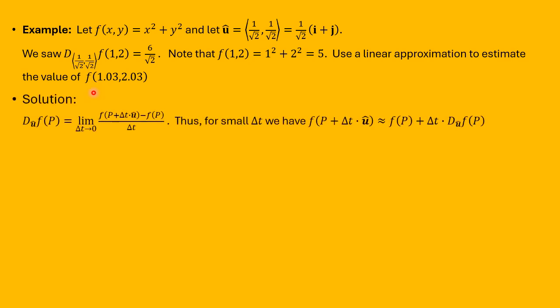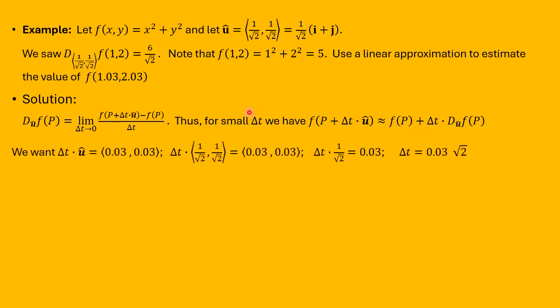So here's how our solution will go. We know that the derivative of f in the direction u at p is equal to this limit. If delta t is very small, we can get rid of the limit and just say that this stuff is approximately equal to this fraction over here, and then multiply both sides by delta t. If we do that and arrange terms slightly, we get that f of p plus delta t times u hat is approximately equal to f of p plus delta t times this directional derivative.